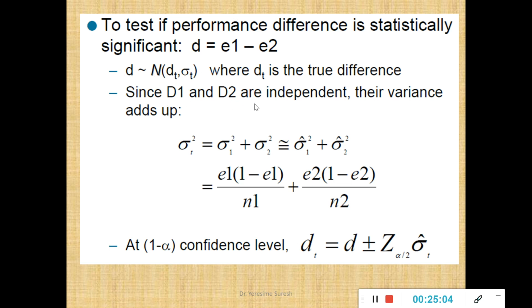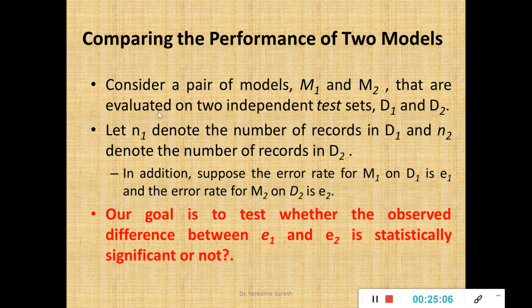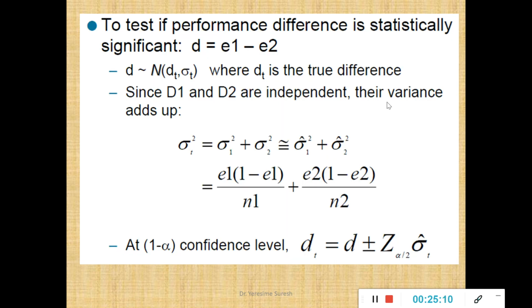Since D1 and D2 are independent, that is what I have said, two independent test sets, D1 and D2, are considered. Their variance is given as the model 1 variance plus the model 2 variance. If I expand the variance for each model, it is given as error rate 1 multiplied by 1 minus E1 divided by N1, plus E2 into 1 minus E2 divided by N2. Again I repeat, you need not worry about the derivation of the formula.